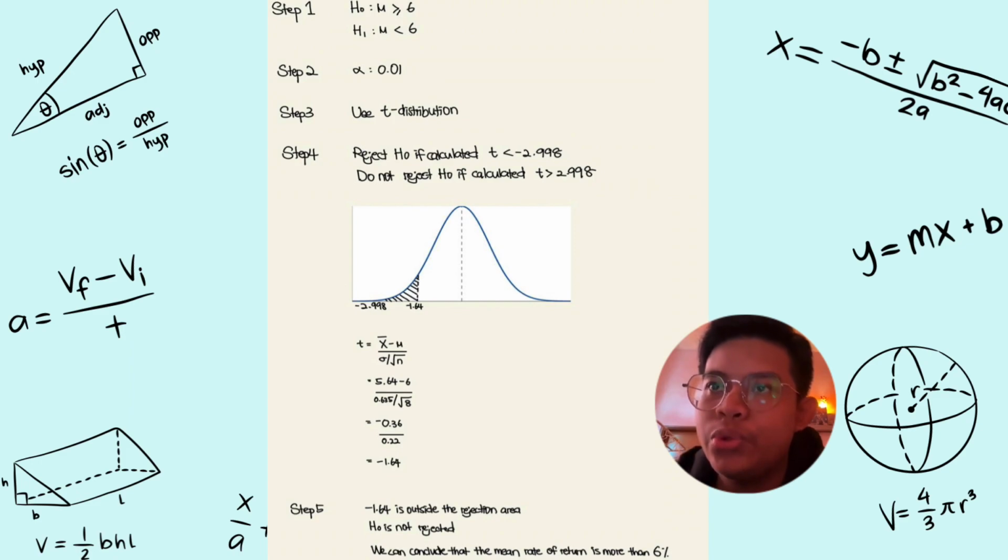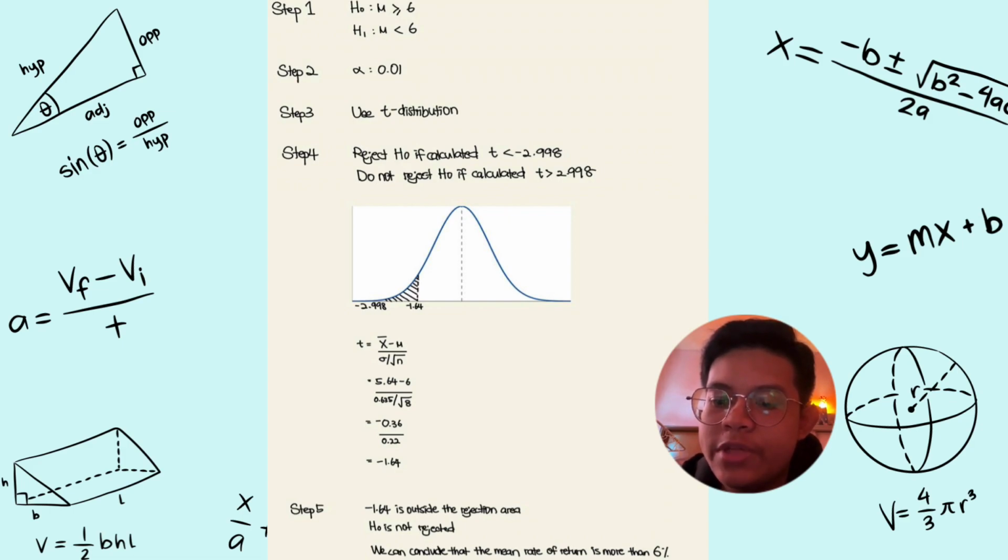Next, question 2C. Step 1, state the H null, which is mean more than or equal to 6. H1, mean less than 6. Step 2, state the alpha, which is 0.01. Step 3, use T distribution. Step 4, reject H null if calculated T is less than negative 2.998, and do not reject H null if calculated T is more than 2.998. So we can get the value of 2.998 in the T table.